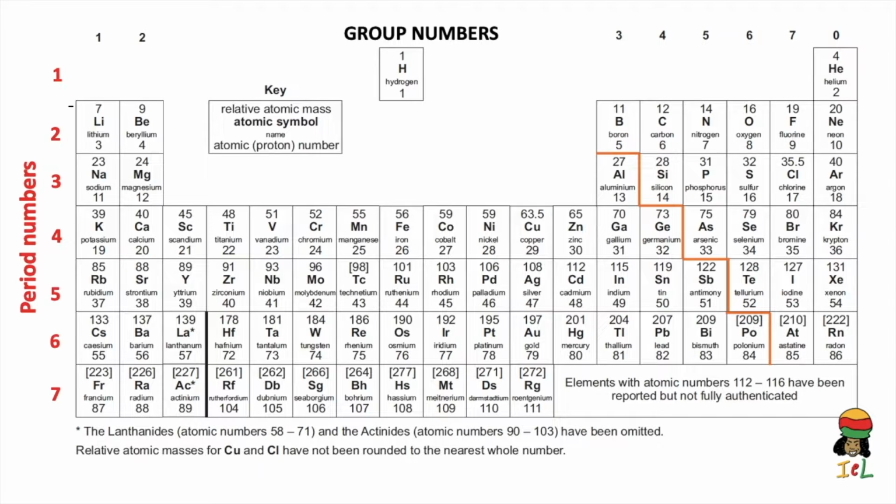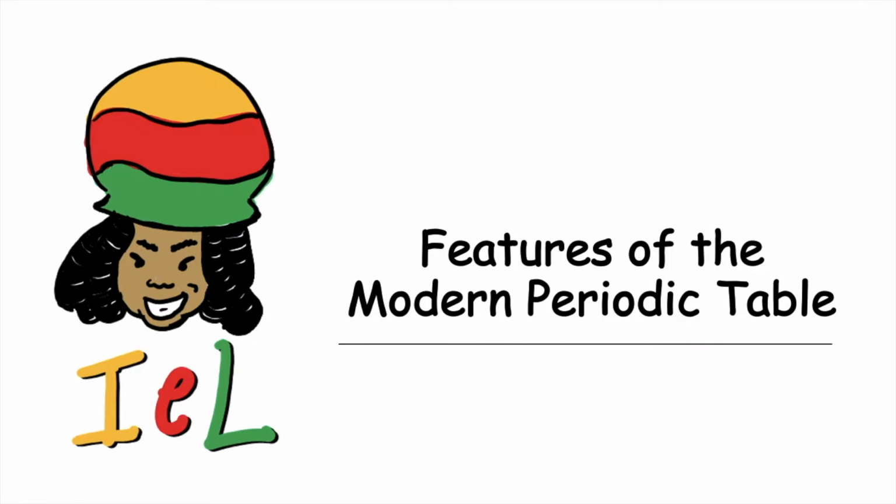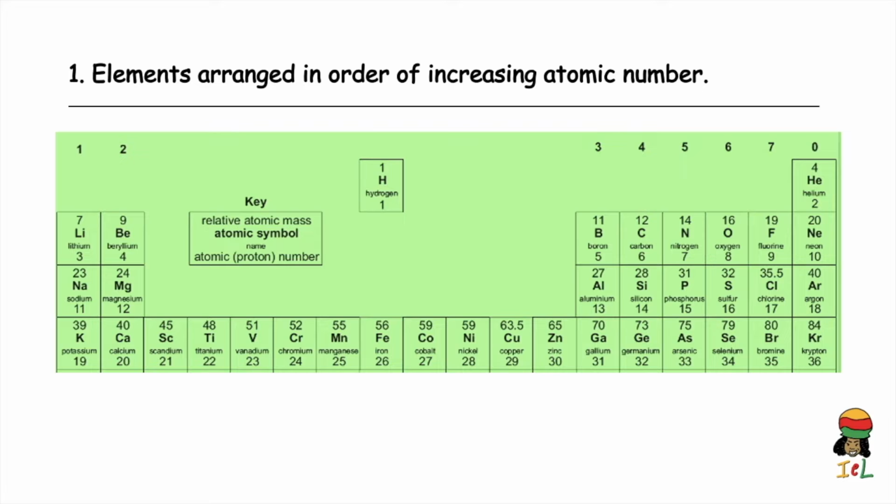However, notice that this is not a complete periodic table because the lanthanides, elements with atomic numbers 58 to 71, and the actinides, elements with atomic numbers 90 to 103, have been omitted. Let us examine some of the features of the modern periodic table using only the first 4 rows. Feature 1. The elements are arranged in order of increasing atomic number. We can follow the red dots from left to right for each progressive row.